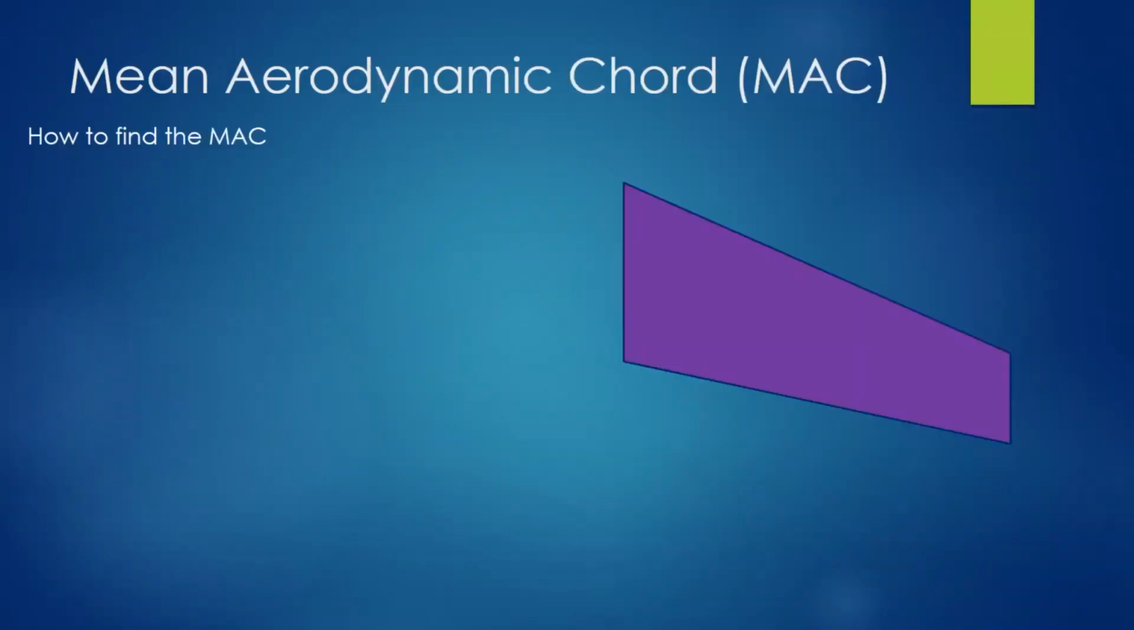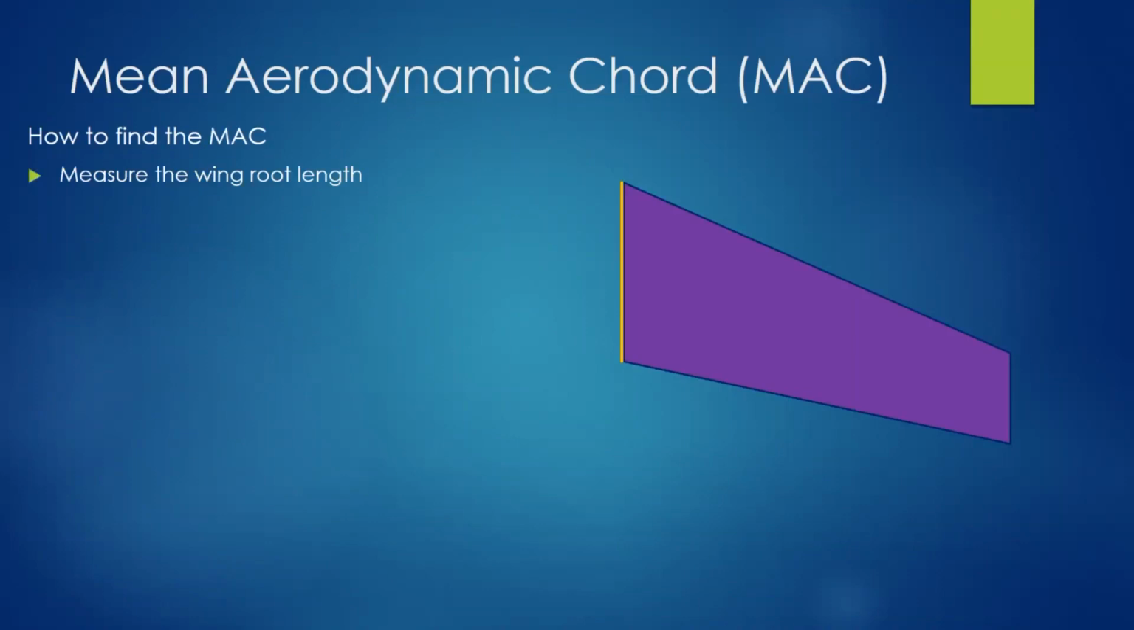But a lot of people wonder, what is mean aerodynamic chord? Where does this come from? Here you can see a picture of a wing, and how to find the MAC. The left side here is our root and our wing tip, and you can see it's swept back. Remember, the wing will contain fuel, so as we burn the fuel, the weight is going to move forward.